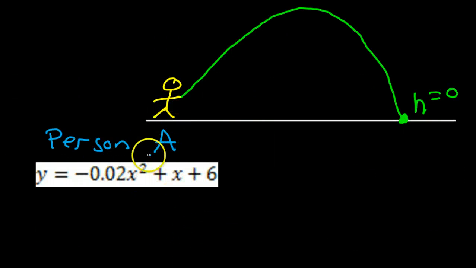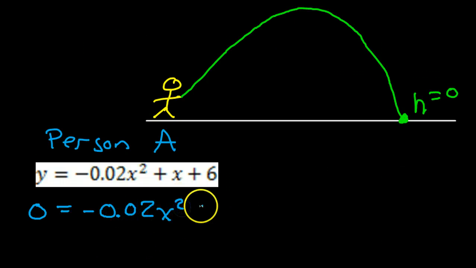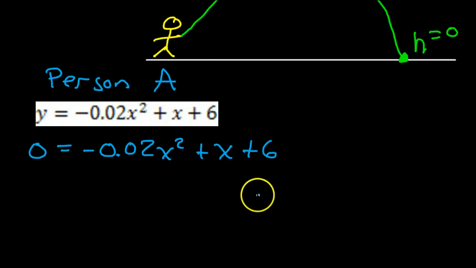If I want to find out how far he threw, or she, I'll put in 0 for the height. So this will become 0 equals negative 0.02 x squared plus x plus 6. I let the height be 0. If I solve this, it'll tell me the total distance. So let's just solve this using the quadratic formula.